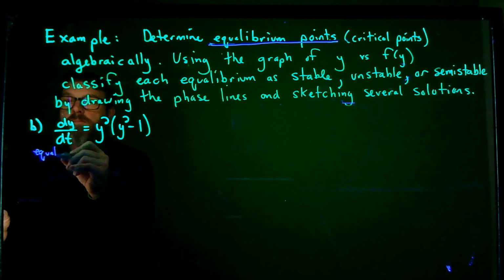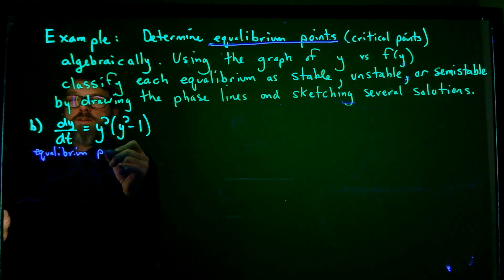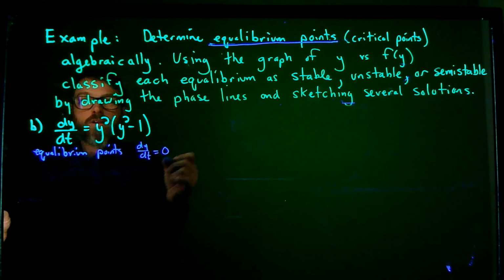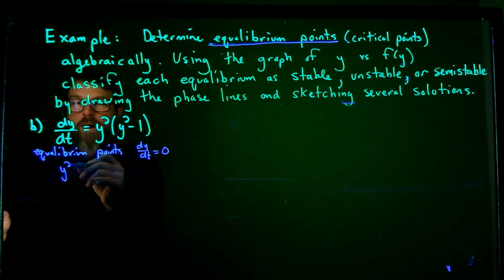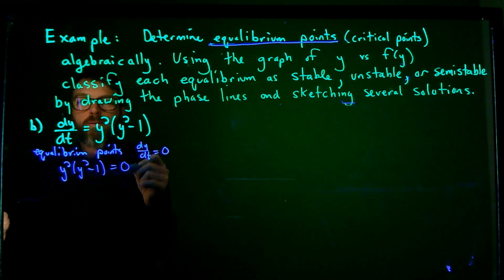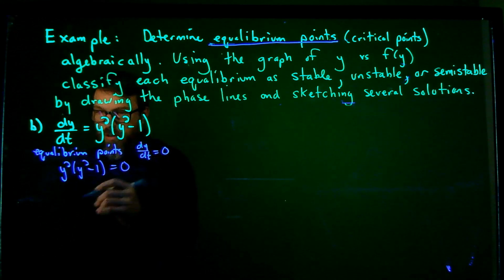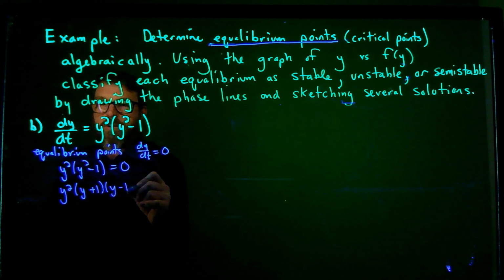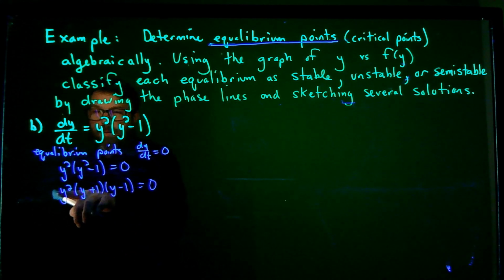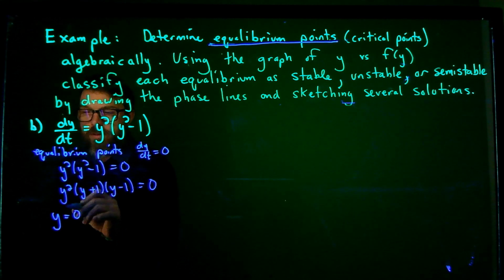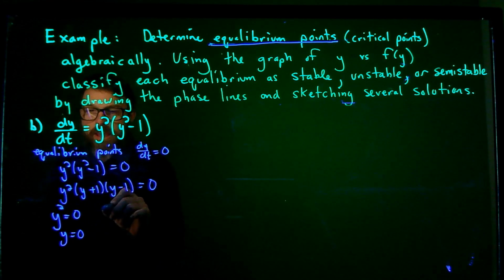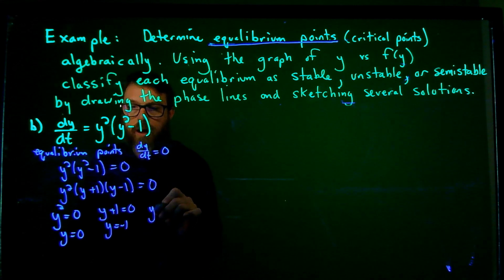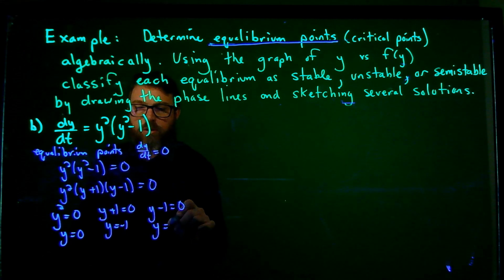So the equilibrium points are going to be when dy/dt is equal to 0, and this being dy/dt, this is when y squared times (y squared minus 1) is equal to 0. And then we just use the techniques we learned in algebra to solve this polynomial. So y squared times (y plus 1) times (y minus 1) is equal to 0. So I have equilibria when y squared is equal to 0, that's when y is equal to 0. And then when y plus 1 is equal to 0, y is equal to negative 1. And finally, when y minus 1 is equal to 0, y is equal to positive 1.